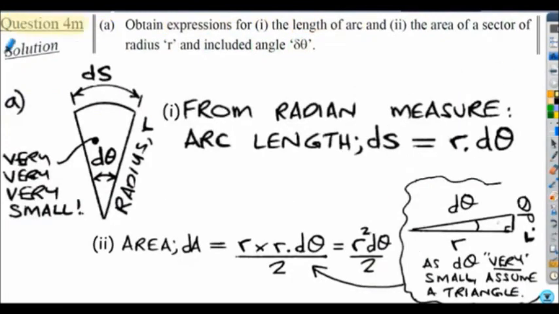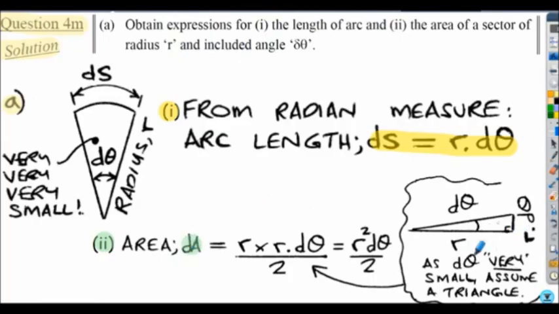Question 4M, solution here for part A is part 1. Is our expression for the arc length ds is equal to r d theta from radian measure. Part 2, we can now calculate the area, I've called it dA, the area of the small sector.